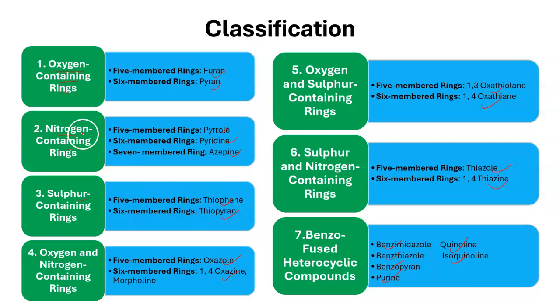If you see the classes, the first class contains a heteroatom, that is oxygen. Second it contains nitrogen. And third it is sulfur. So these 3 are very important as per the syllabus. And next it is oxygen and nitrogen. Then oxygen and sulfur. And the next class is sulfur and nitrogen. It is a mix of only these 3 heteroatoms, nitrogen, oxygen and sulfur. And last it is benzo-fused. Benzo-fused means it will have a benzene ring fused with these cycles. All these cycles get fused with the benzene.